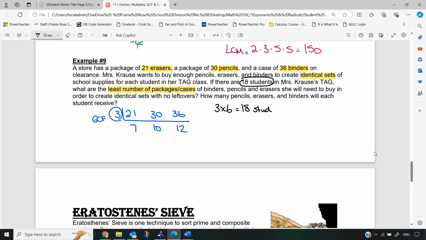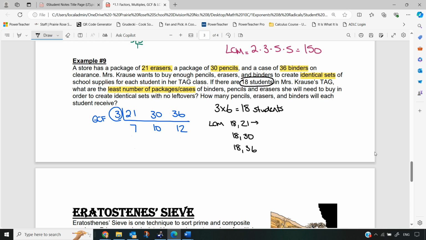Now, what I need to do is figure out how many packages of each am I going to need. So that means I'm going to have to find the LCM of 18 and 21. I'm going to have to find the LCM of 18 and 30. And I have to find the LCM of 18 and 36 because I want to see what is the amount that I'm going to need.